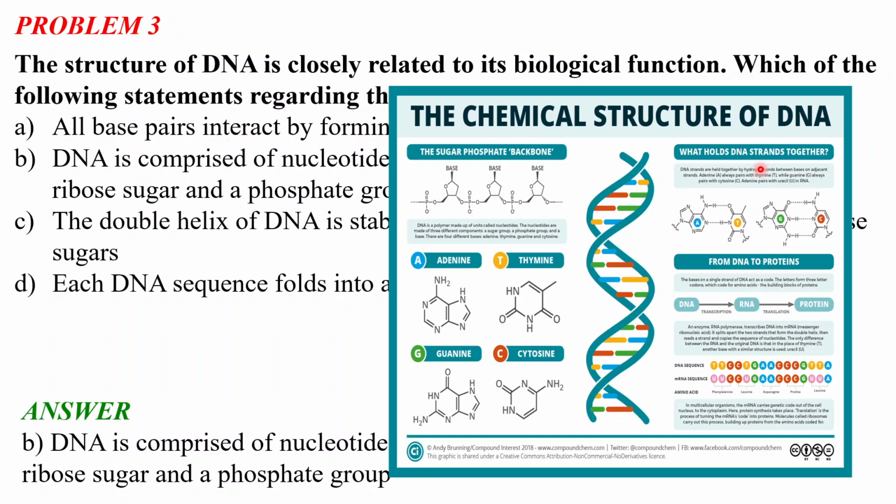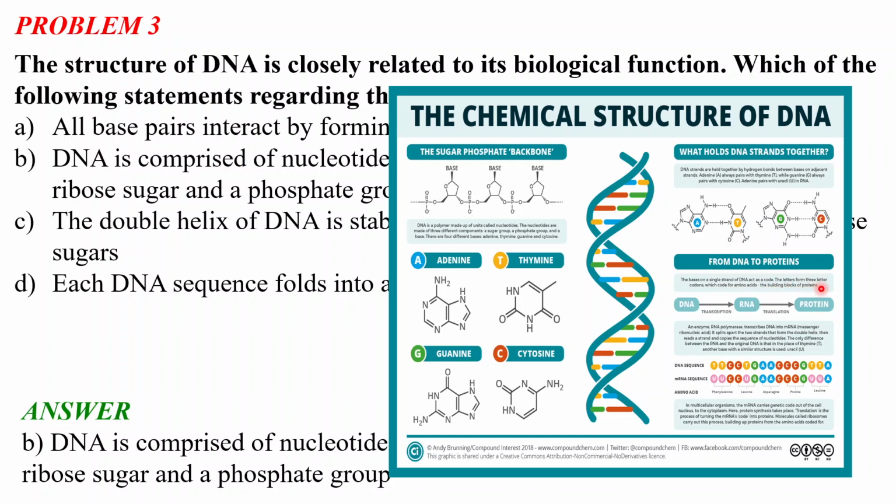So, what holds the DNA strands together? DNA strands are held together by hydrogen bonds between the bases on adjacent strands. Adenine always pairs with thymine, while guanine always pairs with cytosine. Adenine is paired with uracil in RNA. So, in DNA, adenine is bonded with thymine with 2 hydrogen bonds, and guanine is bonded with cytosine with 3 hydrogen bonds. From DNA to proteins, the bases on a single strand of DNA act as a code.